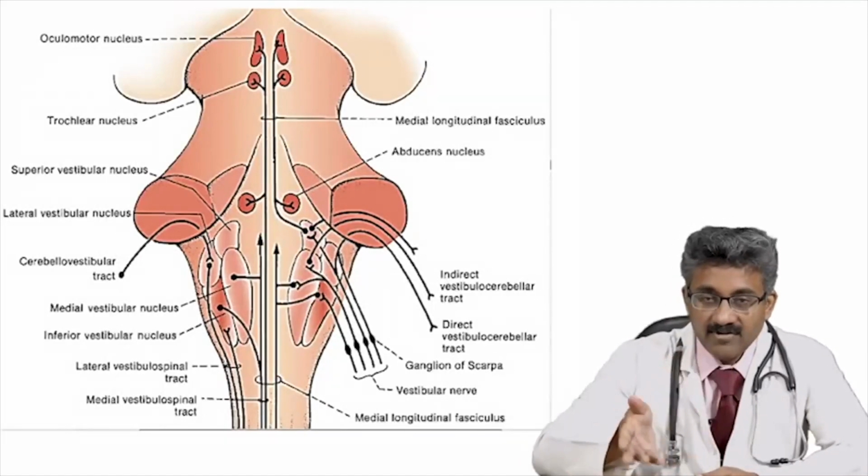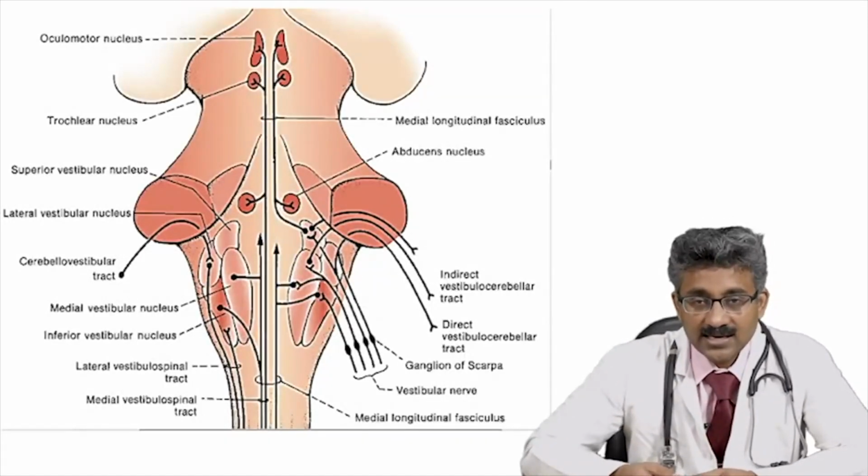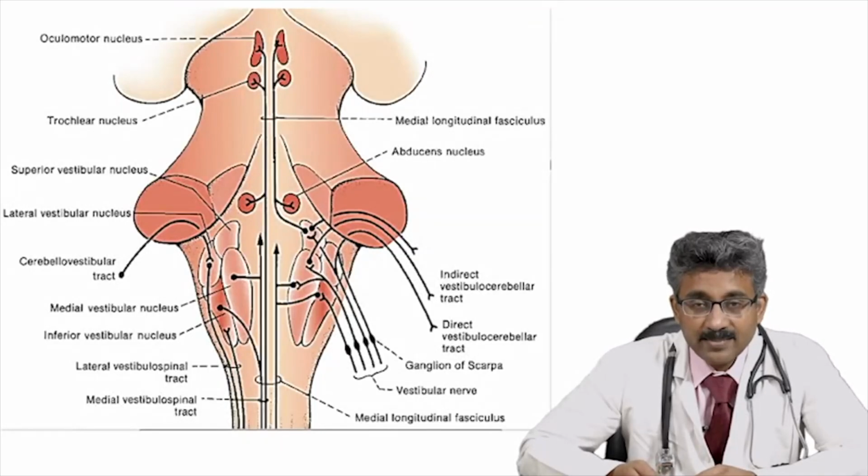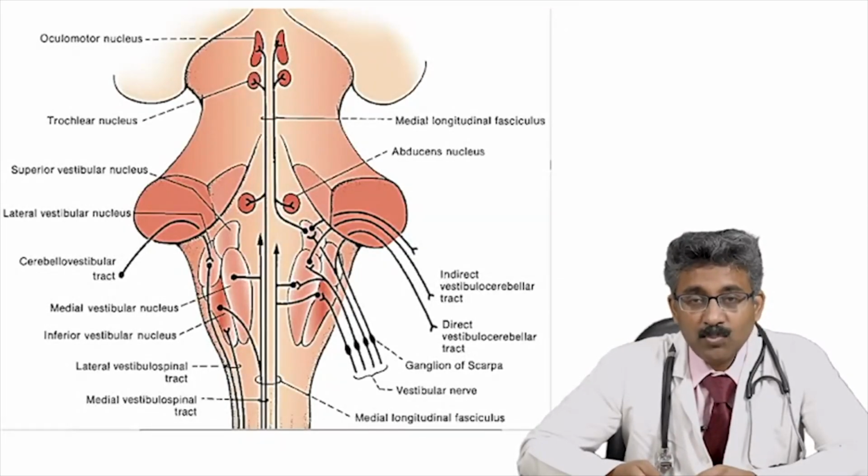Nystagmus, as we have already discussed in the last class in the 3rd nerve examination, is how to distinguish a peripheral nystagmus from a central nystagmus. Vestibular nystagmus is a peripheral nystagmus. How do we distinguish this from a central nystagmus? What are the points we discussed?